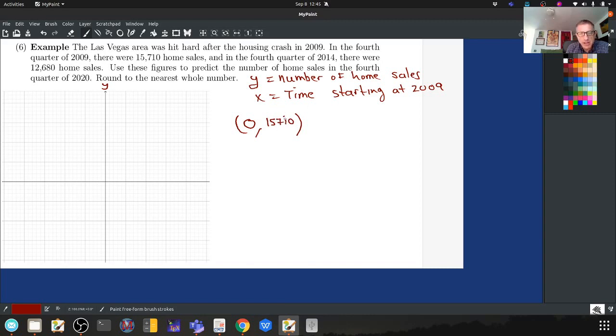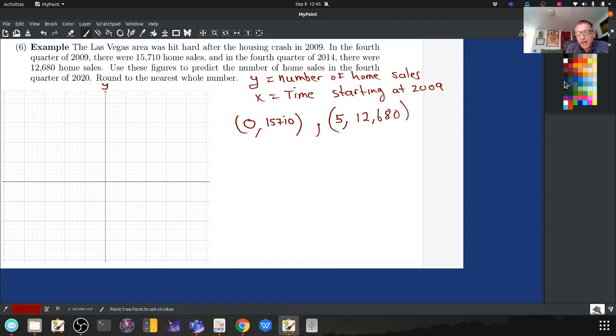I literally just dotted my 10 there. Oh well. And then my second point occurs in 2014. So 2014 minus 2009 is 5. So that's 5 years after 2009. And our home sales have declined to 12,680. So now we have 2 points, and we want an equation of the line.